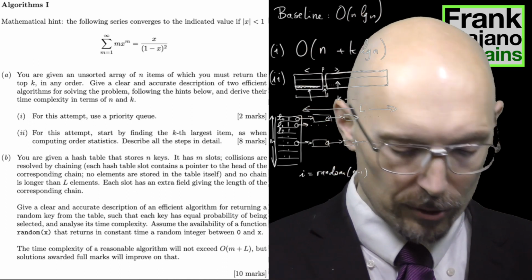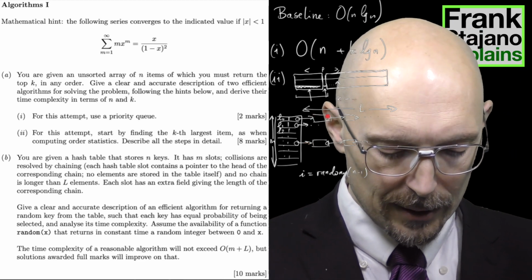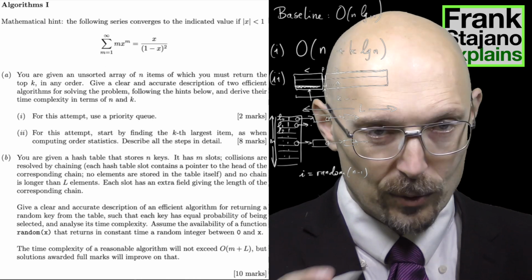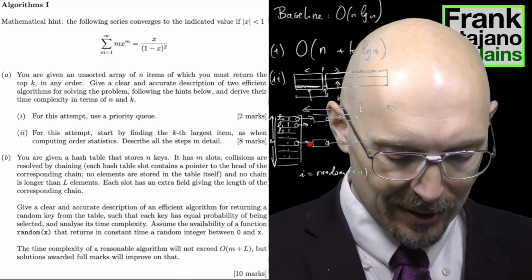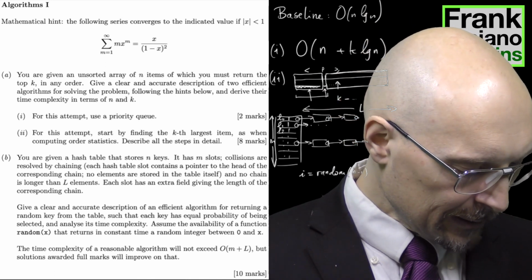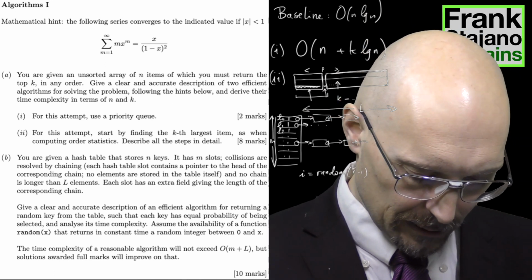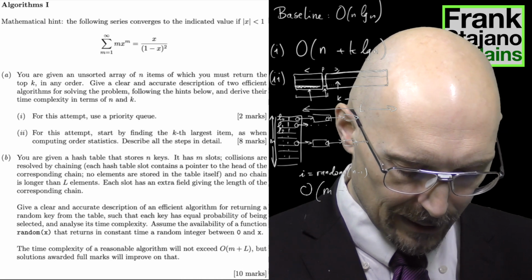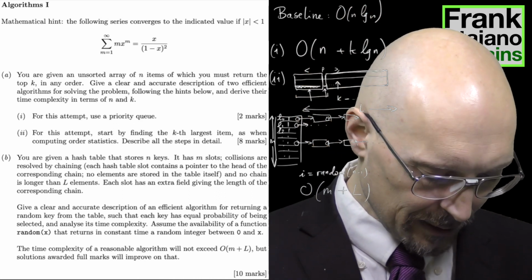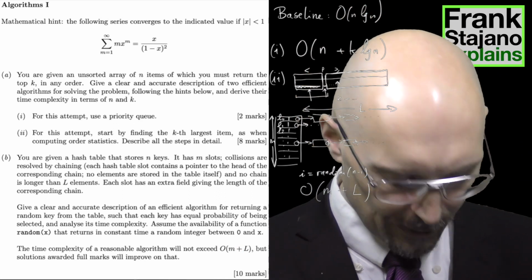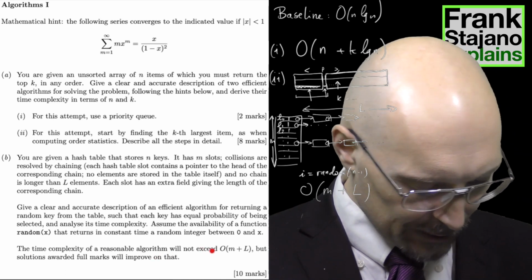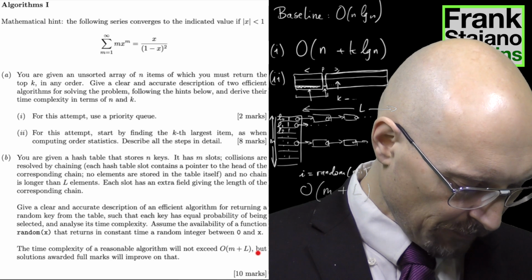And when I find the chain to go into, then I may have to pay up to L to walk to the right key, because in the worst case it might be the last one over here, and in the worst of the worst cases it might be the last one of the longest possible chain, which was L. So this will cost me big O of M plus L. Again, I'm sweeping under the carpet the two variables, but never mind that. Even the question is doing that, so surely I'm allowed to do that. But this note says the time complexity of a reasonable algorithm will not exceed big O of M plus L.